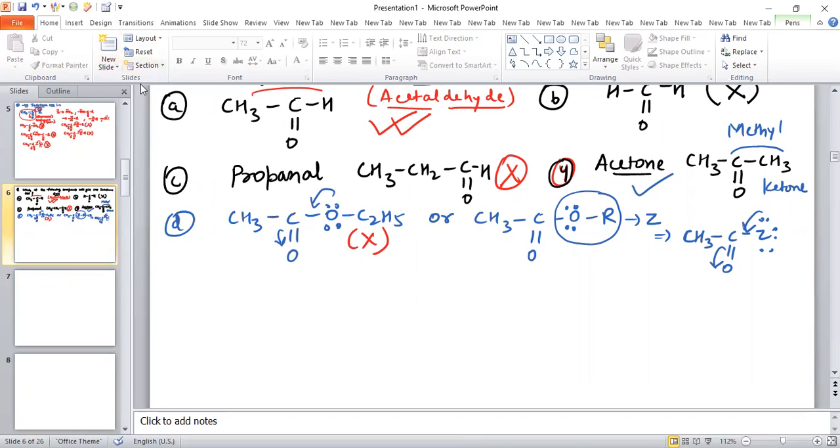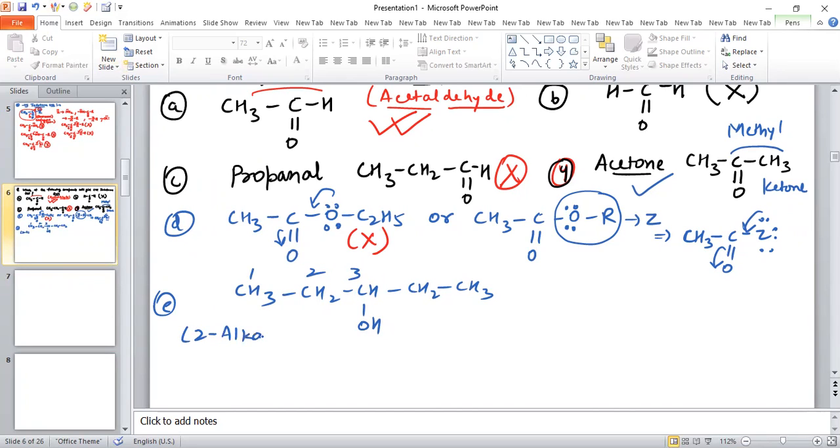The next compound is CH3CH2CH(OH)CH2CH3. You can say this is a 3° alkanol, but we know only a 2° alkanol will give a positive iodoform test.